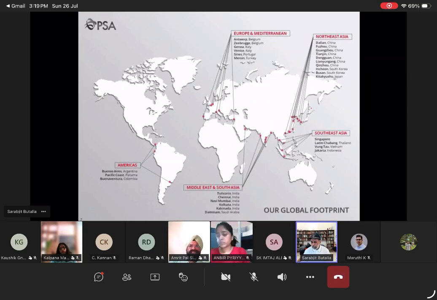These are the ports, which is maybe a little old, but you can see in India they are managing so many ports. So they compete with Dubai World, they compete with Hutchison's. In India, they are in Tuticorin, Chennai, Navi Mumbai, Kolkata, Kakinada. Then in Europe, they are in Antwerp, Zeebrugge, Genova, Venice, and Mersin in Turkey. So global presence, because they know it's a small country, one port country, how to do it.